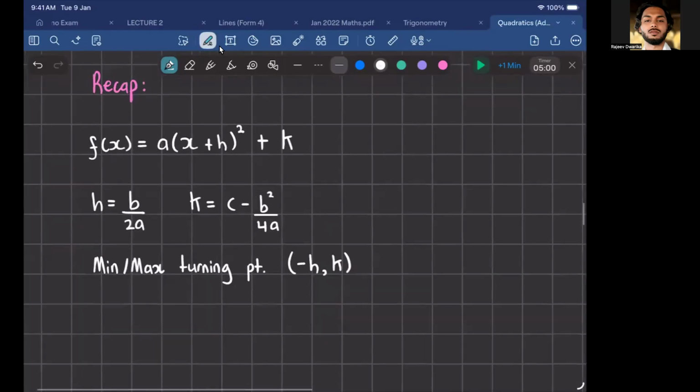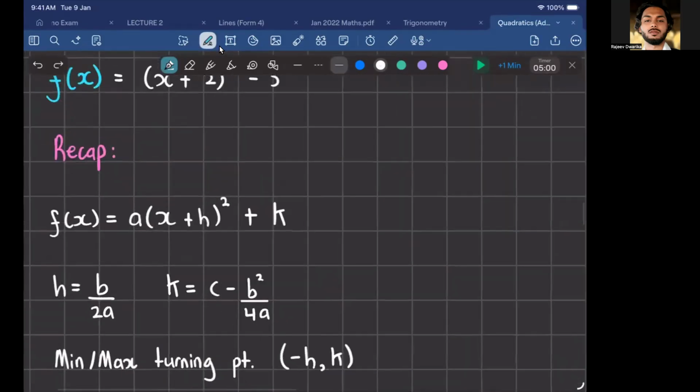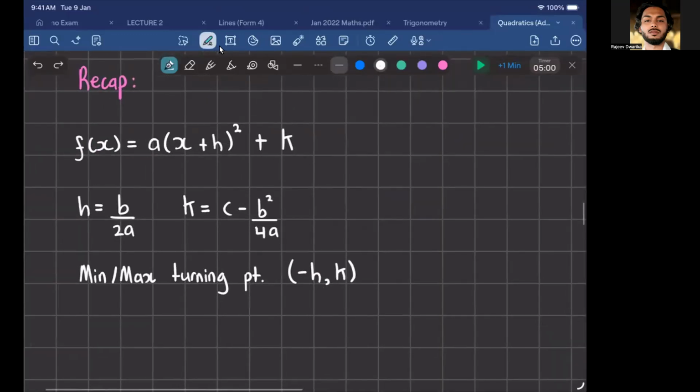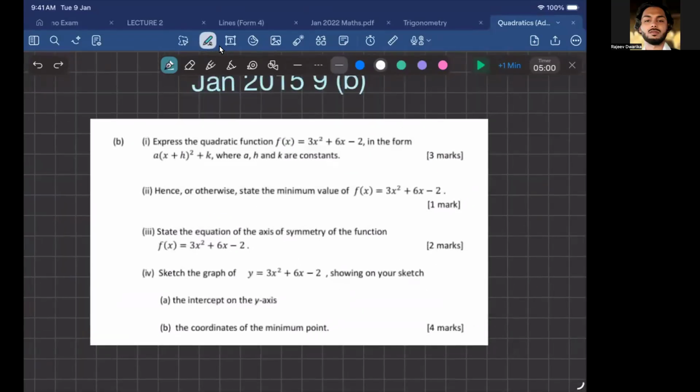So these were the main things you needed to know. You needed to know how to find h, how to find k, then write that in this form, and then you needed to be able to find the minimum or the maximum turning point. Write it down fast. You should have it in your book, right? Yeah, I have it. I was going to make a new note real quick. All right, if you have it in the book, we could jump straight into our question.